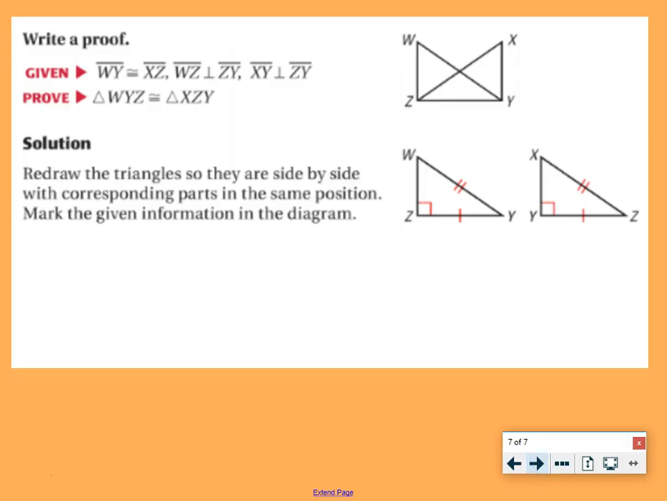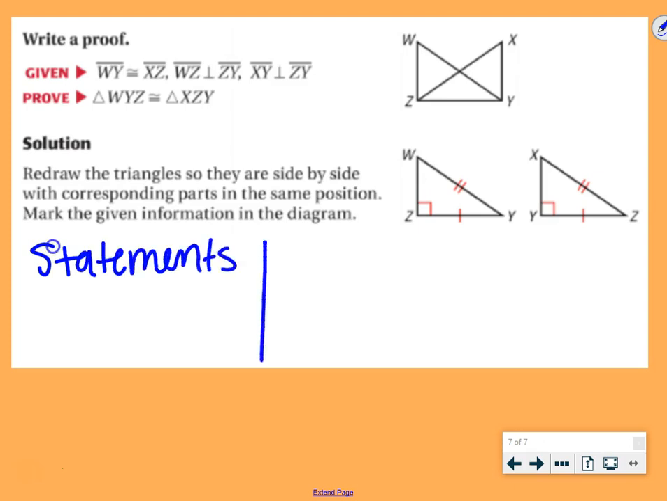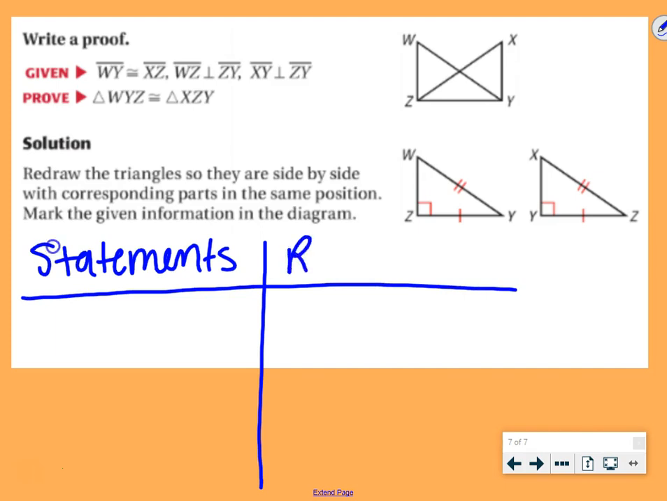So we want to write a proof for this. So we want to draw our two columns, statements, reasons. In the diagram that we are given, we're told that WY is congruent to XZ. WZ is perpendicular to ZY, and XY is perpendicular to ZY. So the perpendicular pieces give us these right angles.